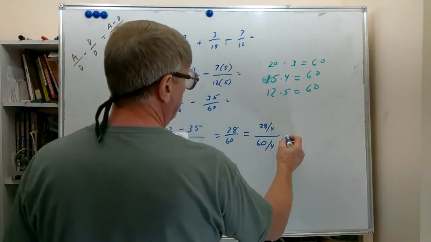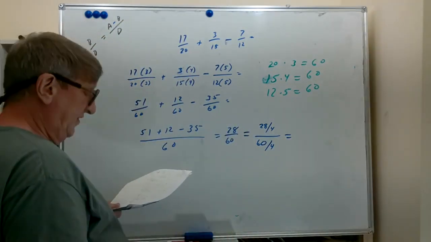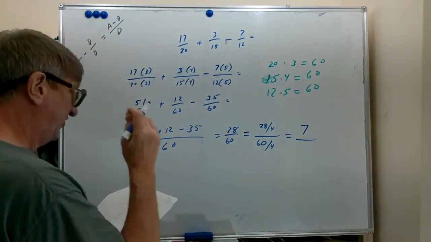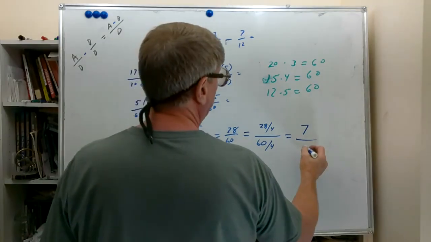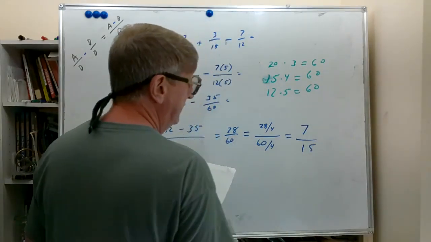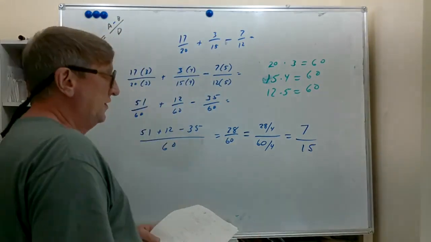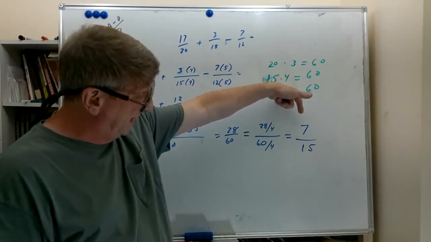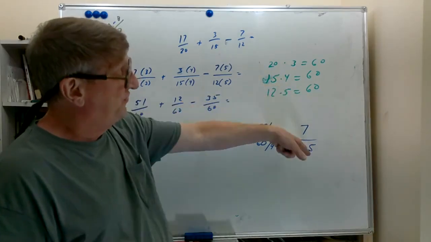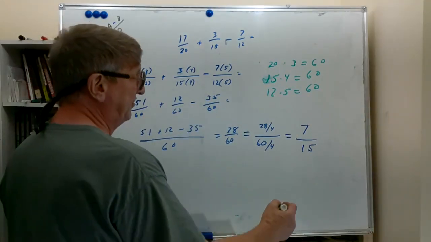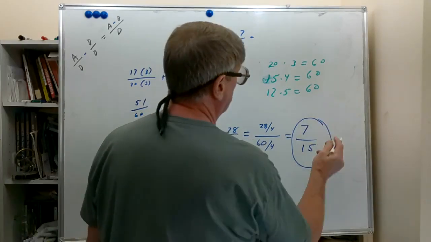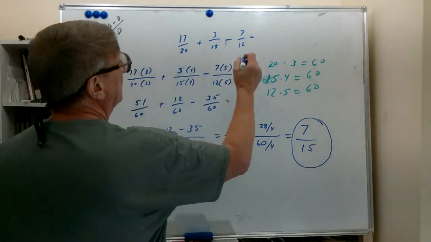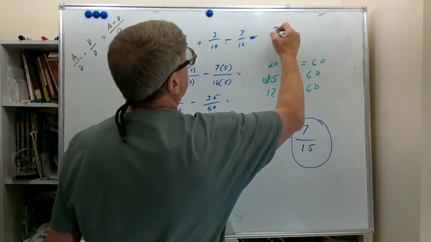Well, 28 divided by 4 is 7, which you'll note is prime. 60 divided by 4 is 15. The only factors of this prime number are 1 and 7. The 1 is not important for reducing the fraction. But is 15 divisible by 7? No. So we have this in least terms. So this, I'm going to put it up here, was equal to 7/15.